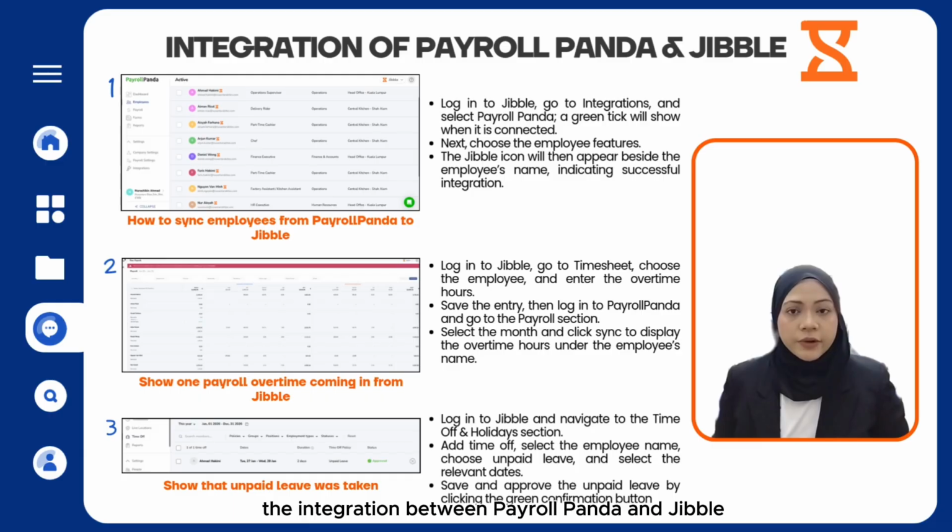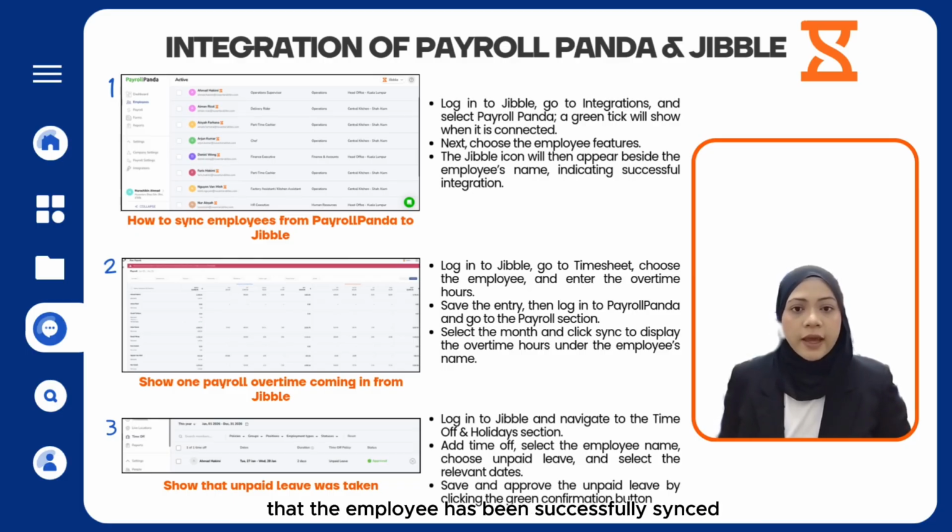Next, I will explain the integration between Payroll Panda and Jibble. First, how do we sync from Payroll Panda to Jibble? Employers are synced by logging into the Jibble account and navigating to the integration section. Payroll Panda is selected, and once the integration is successfully connected, a green tick appears to confirm the connection. After that, the user returns to the Payroll Panda account and opens the employee section. When a Jibble icon appears beside the employee's name, it indicates that the employee has been successfully synced and integrated with Jibble.